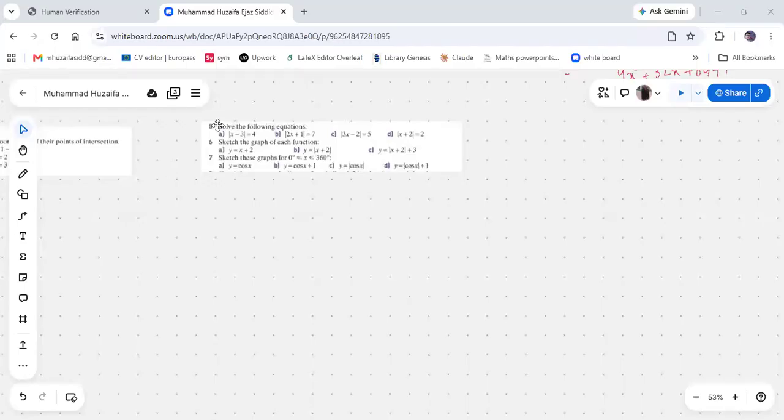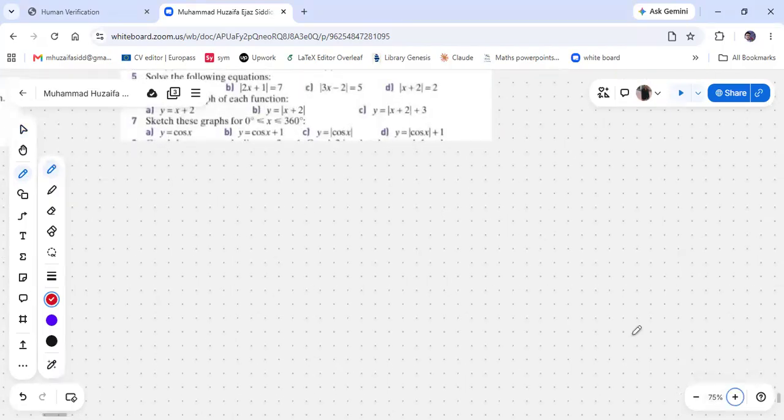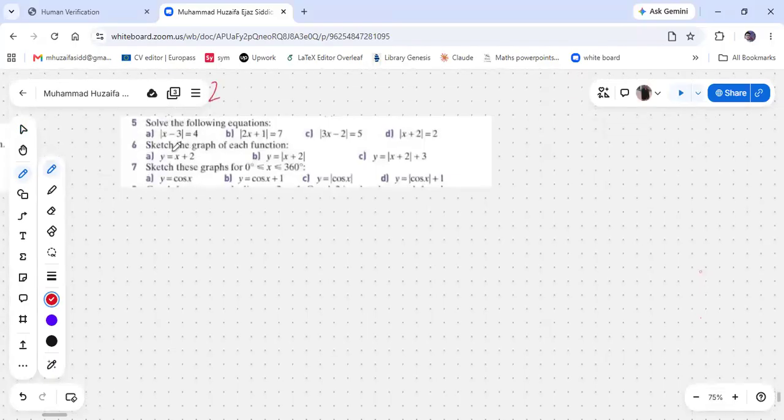Okay, today we discuss the rest of the problems. These also belong to our Exercise 1.2. So basically, solve the following equations.